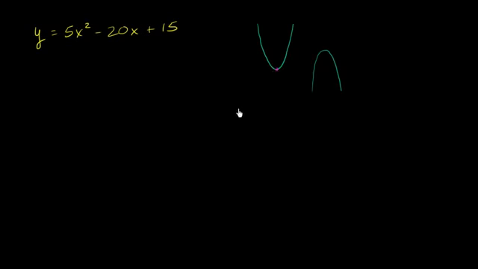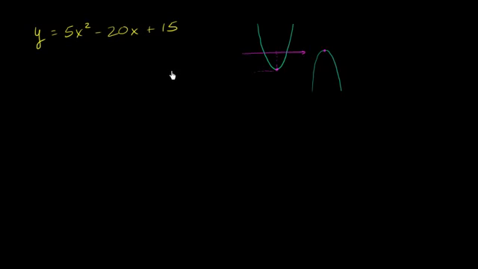And if I have an upward opening parabola, the vertex is going to be the minimum point. If I had a downward opening parabola, then the vertex would be the maximum point. So I'm really trying to find the x value. I don't know where this does intersect the x-axis, or if it does at all. But I want to find the x value where this function takes on a minimum value.